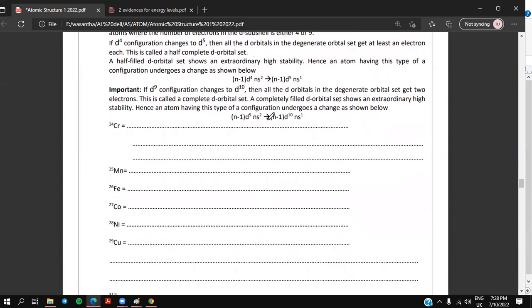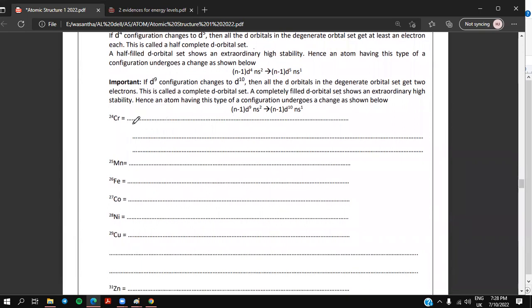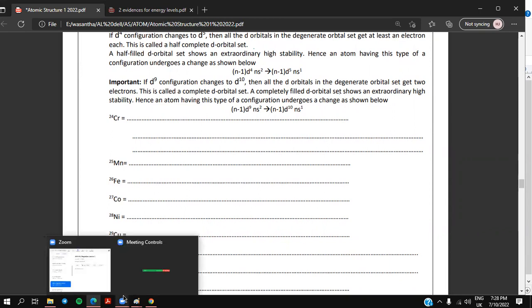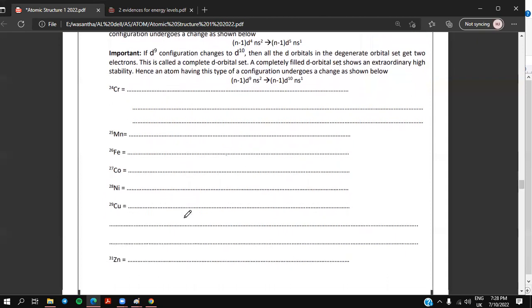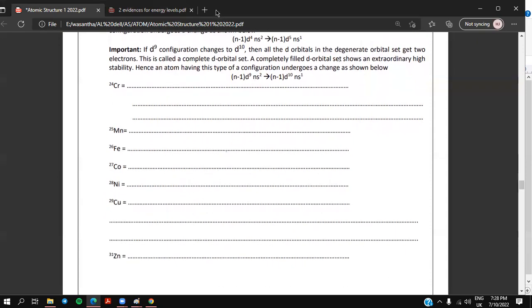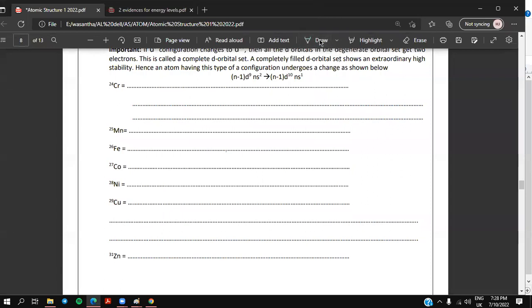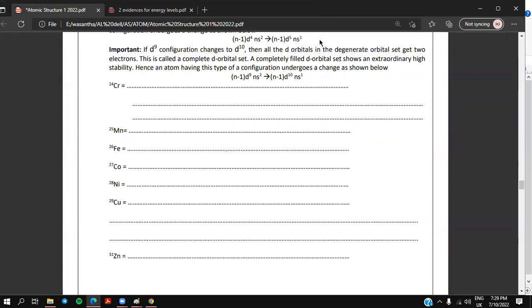Okay. This electronic configuration variation, or changes happening for better stability, can be discussed using chromium, manganese, iron, cobalt, nickel, copper, and zinc as well. Children, here you have to change this zinc to 30. I have given it as 31. Make it 30. Zinc must be 30.